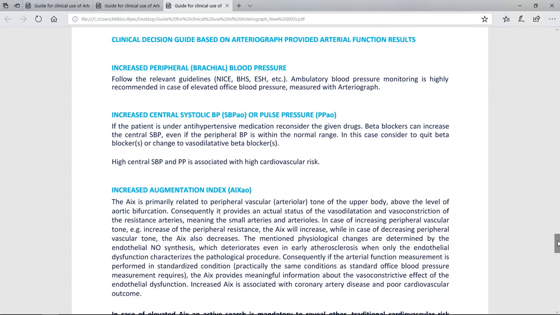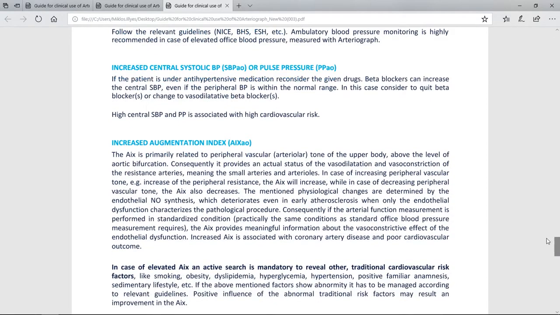What to do in case the central aortic blood pressure or the central aortic pulse pressure is increased? If the patient is under antihypertensive medication, we have to reconsider the given drugs, because beta blockers are not so favorable to reduce the central blood pressure. Despite the nice and proper lowering of the peripheral blood pressure, the central blood pressure will not be decreased as we can expect.